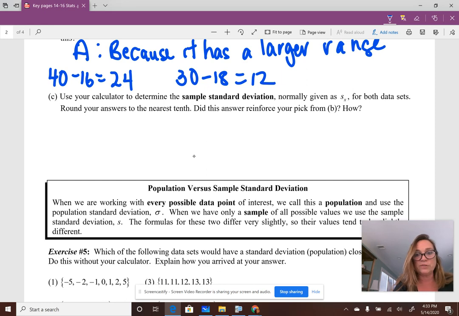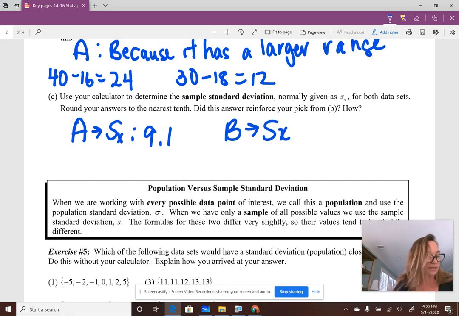So for the first one, the Sx for sample A, that was equal to 9.1. And then for sample B, the standard deviation was 4.1, which supports my answer. Okay, because if you have a smaller standard deviation, you have smaller variation.